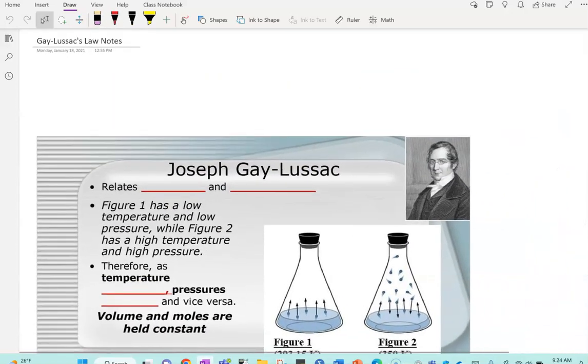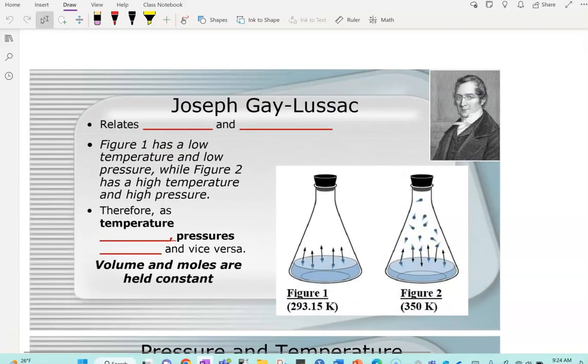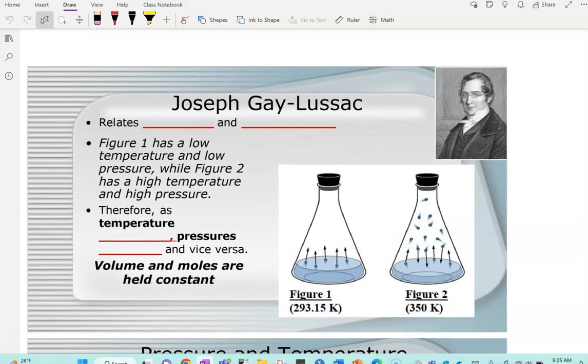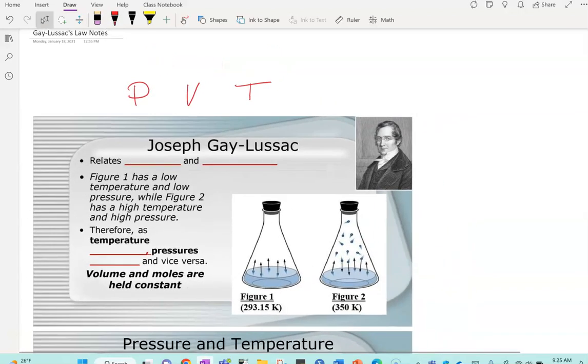In this video, I'm going to be going over the Gay-Lussac's law notes. All right, so like we've been discussing so far, we've been talking about gases, and specifically we've been focusing on pressure, volume, and temperature. And what happens when we keep one of these variables the same or constant, then what is the relationship between the other two variables?